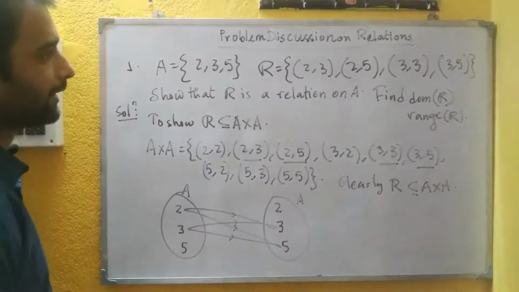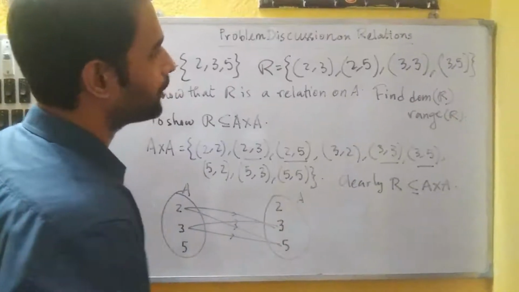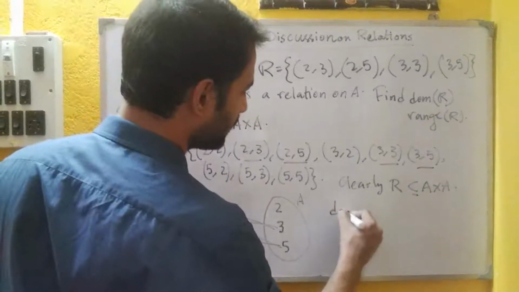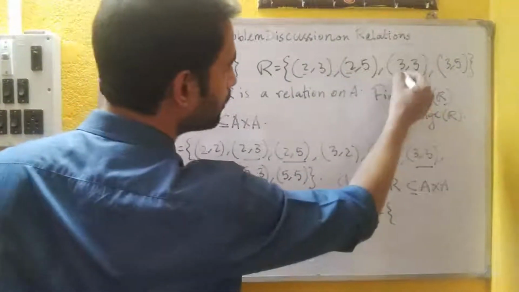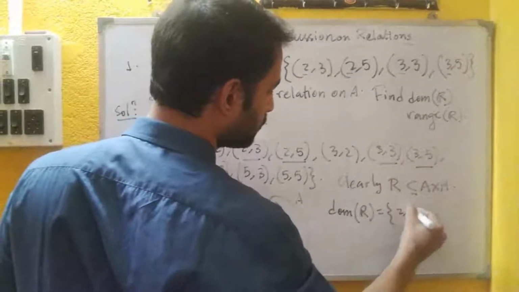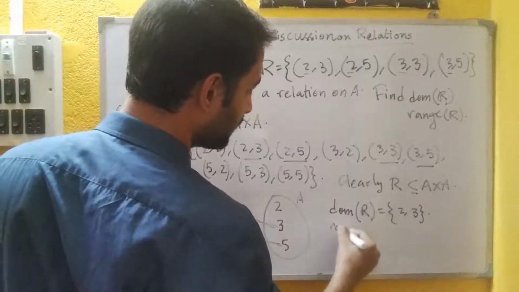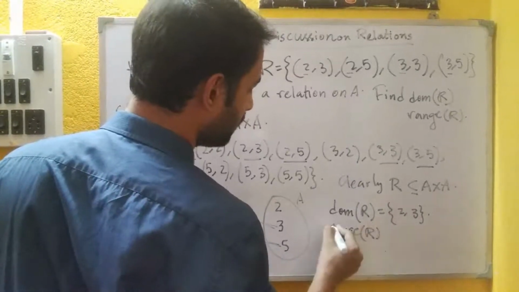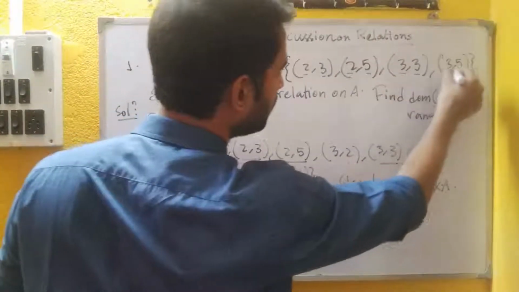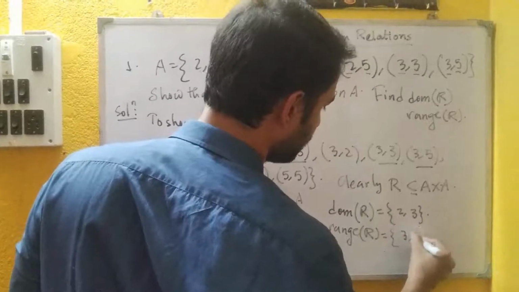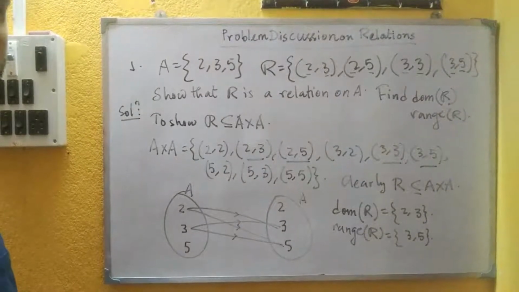Next we have to find the domain and range, and for that we have to take the first elements of the ordered pairs. So we can write domain of R. What are the first elements? It is 2, 2, 3 and 3. So we can write it is 2, 3. And in a similar manner, if you want to write the range, this will be the set of all the second elements in the ordered pairs. So it is here 3, 5, 3, 5. That means it is 3, 5. So these are all the things in the question.